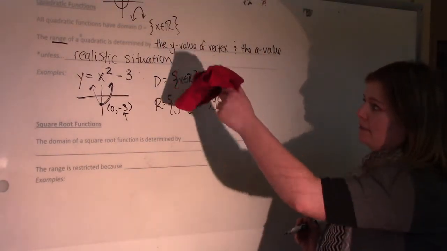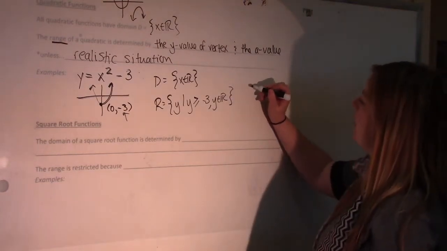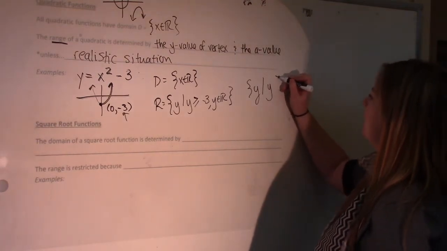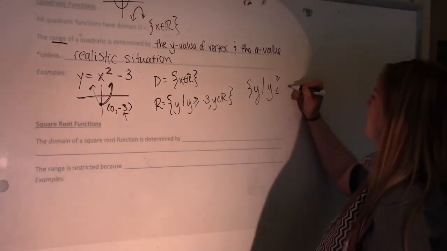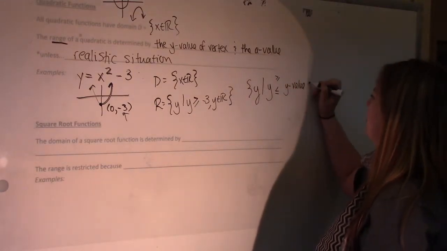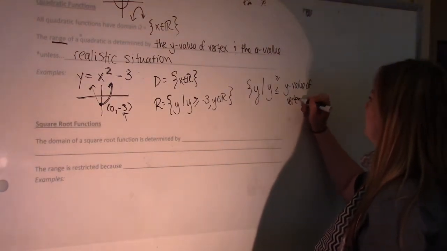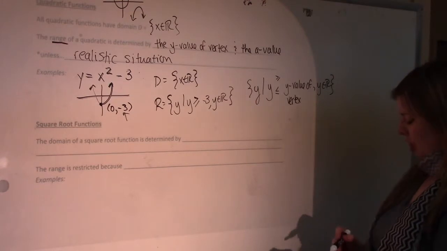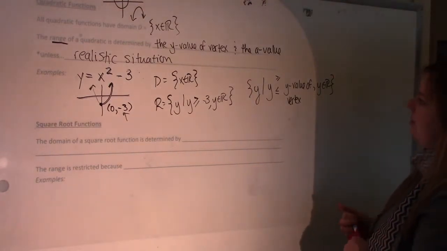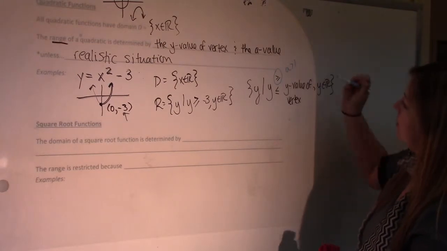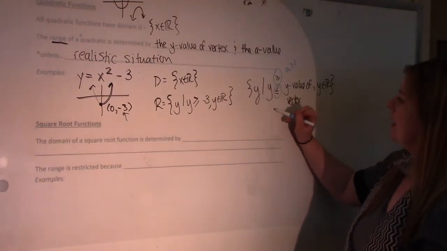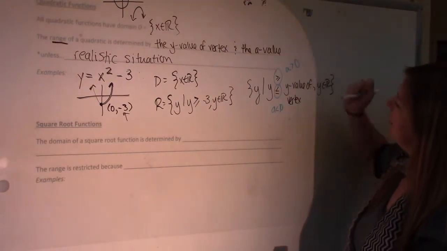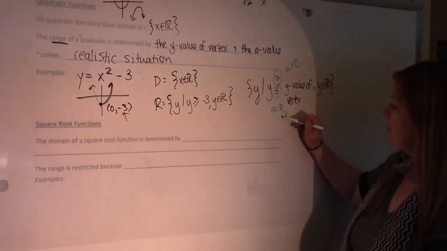So your domain is always anything, but your range is going to be y such that y is either greater than or equal to, or less than or equal to the y value of the vertex, comma, y is in the set of all real numbers. Okay? So it's going to be greater than or equal to if a is greater than 0, so it opens up, and less than or equal to if a is less than 0. If a is negative, the parabola opens down.